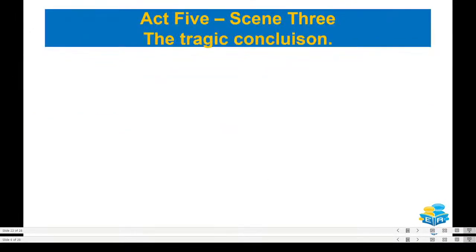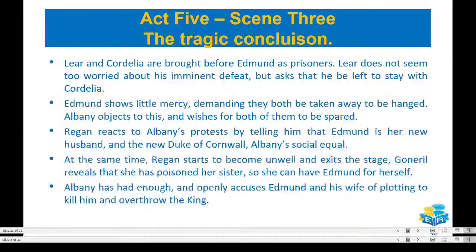Okay, so Act 5, Scene 3. Finally, we're getting to the end, don't worry. We're at the last scene that I want to talk about, and then I'll get to your questions. Lear and Cordelia are brought before Edmund as prisoners. Lear does not seem too worried about his imminent defeat, but asks instead to be left to stay with Cordelia. So Lear and Cordelia have reunited. Cordelia, the whole idea was she'd lead the French army. The French king had to go back to France. They left the army at the camp in Dover, and Cordelia is the one to lead the army into battle.